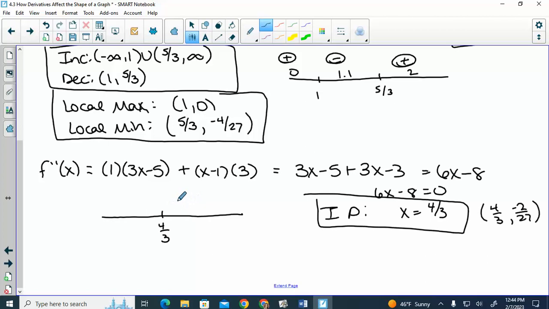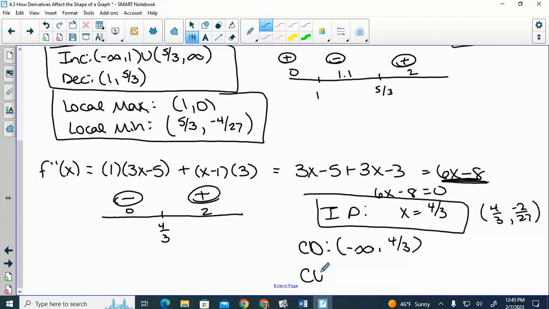So there. Okay, so now we want to know concavity. So we're going to do a sign line here, and we're going to put it into the second derivative, the 6x minus 8. So if I put in something smaller than 4 thirds, I get a negative. Bigger than 4 thirds, positive. So this is concave down from negative infinity to 4 thirds. Concave up from 4 thirds to positive infinity.